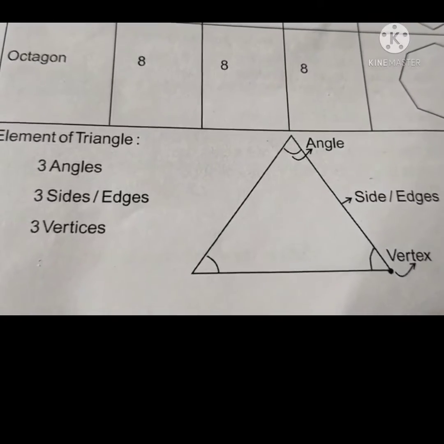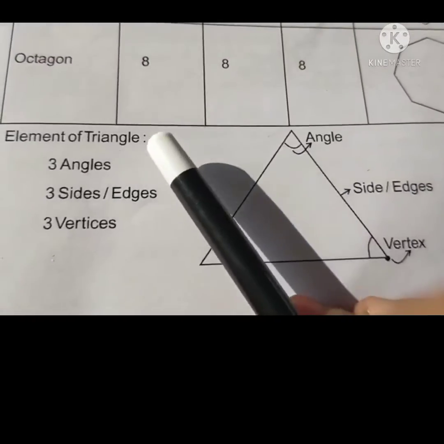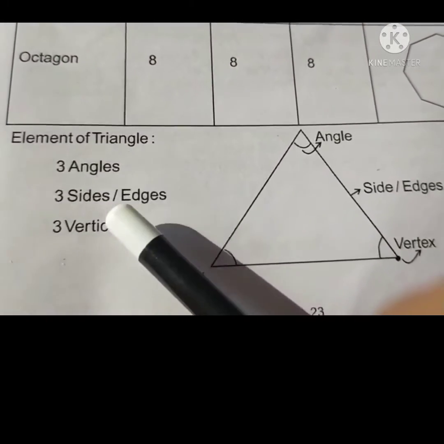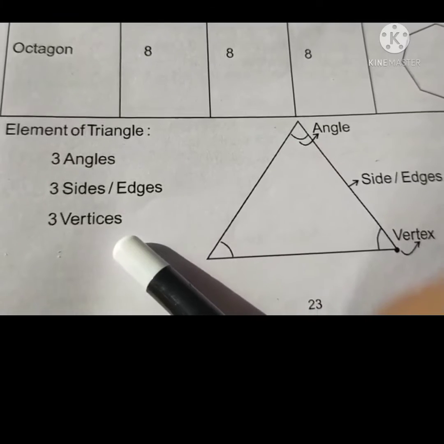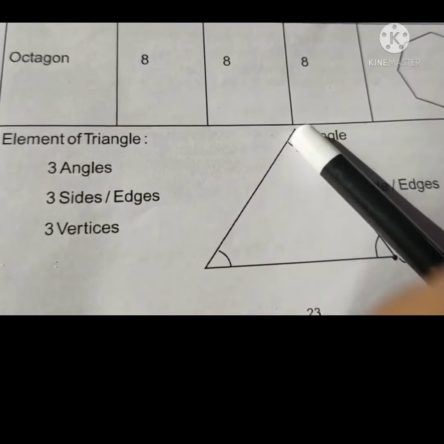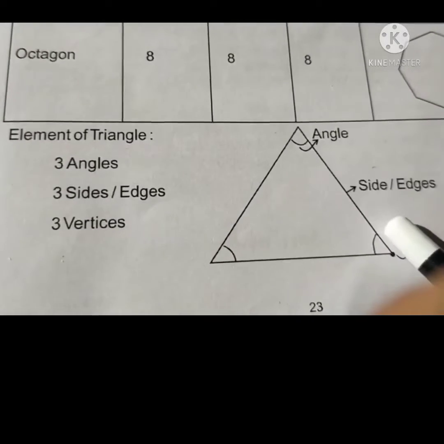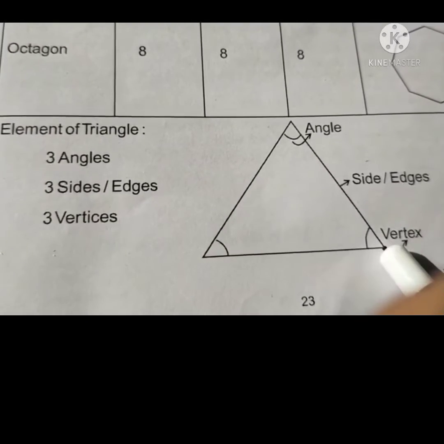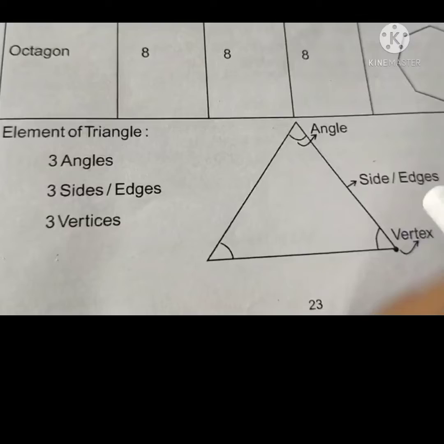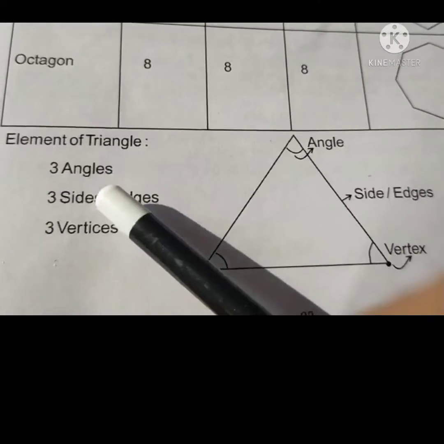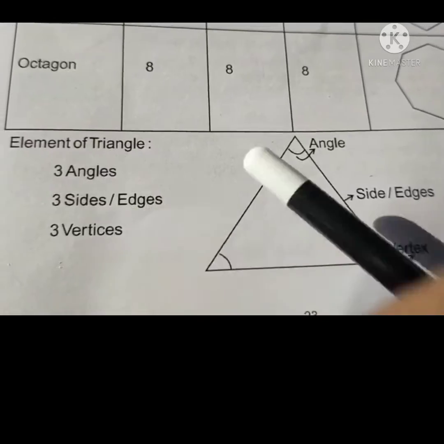Now in your syllabus children, we will do triangles. So for triangles, we have 3 angles, 3 sides and 3 vertices. This is an angle as I told you before. This is sides or edges and this is a vertex. Corner जो है ये vertex है. So these are the elements of triangles: 3 sides, 3 angles and 3 vertices.